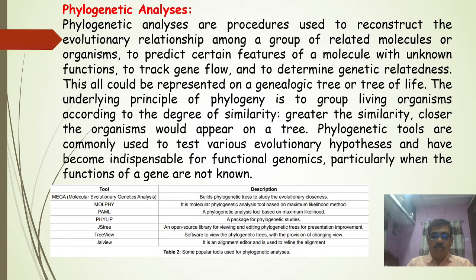Just as we have discussed the tree, there is also TreeView, software to view the phylogeny. By using the tree you can identify that the closer the organisms, the closer they would appear on this tree. TreeView is software to view phylogenetic trees with the provision of changing the view. Then JS3, an open source library for viewing and editing phylogenetic trees for presentation. All these are popular tools for phylogenetic analysis.